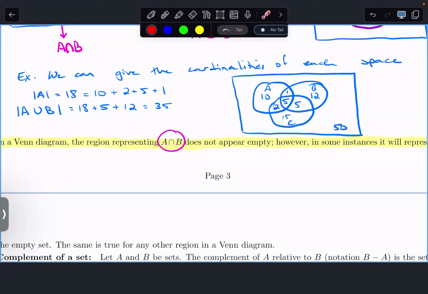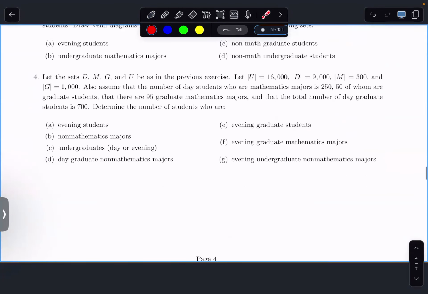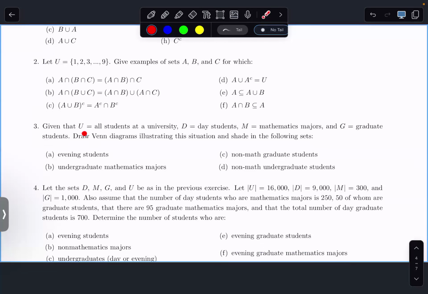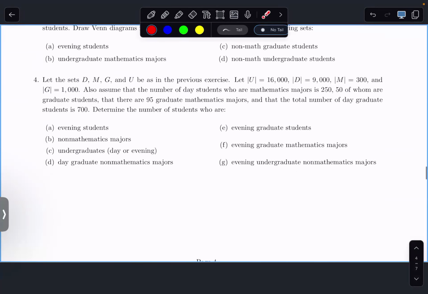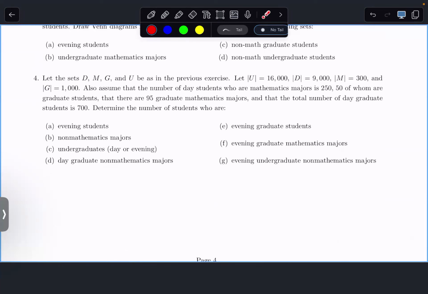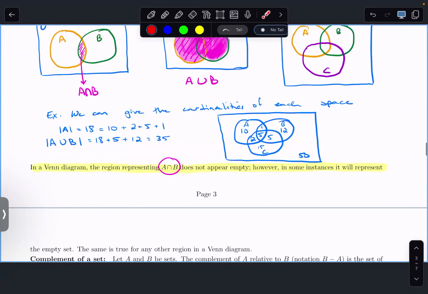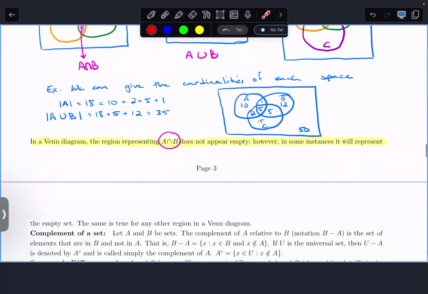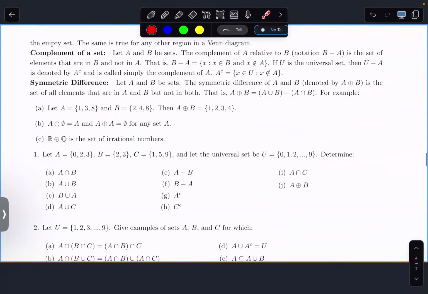Let me briefly show what a question might look like, because I keep talking about it. We've got D, M, and G. We have all students at a university. D means day students, M means they're math majors, and G means they're graduate students. We're not going to do it, but I want you to see what the question looks like. I give you the size of the universal set, which has to be the total count of all the spaces, so in this example the total has to be 16,000.